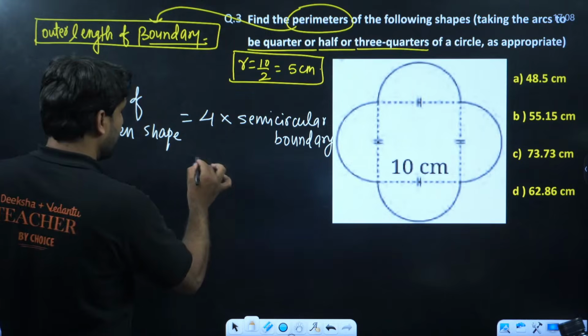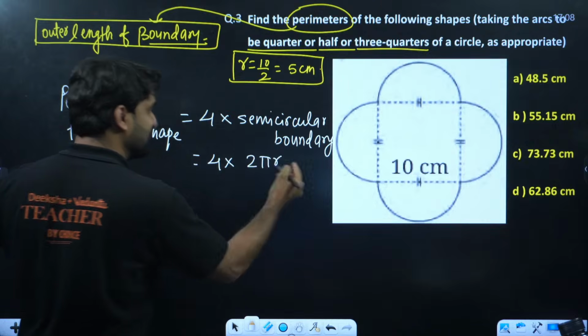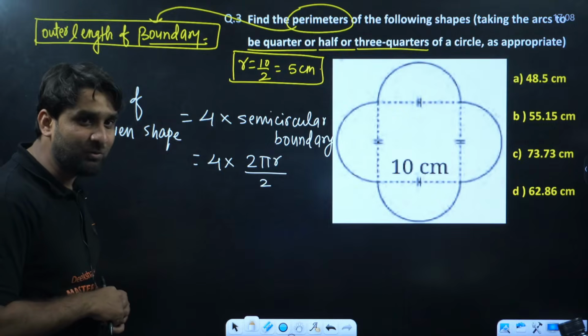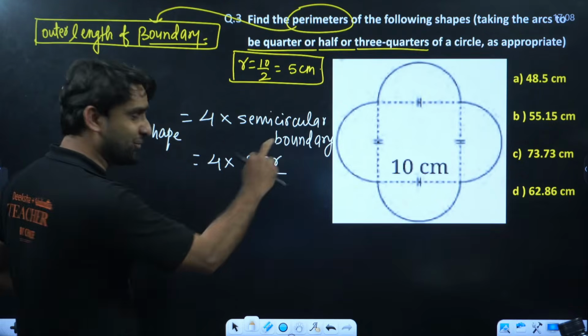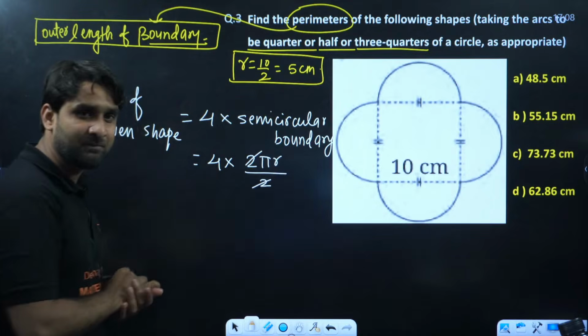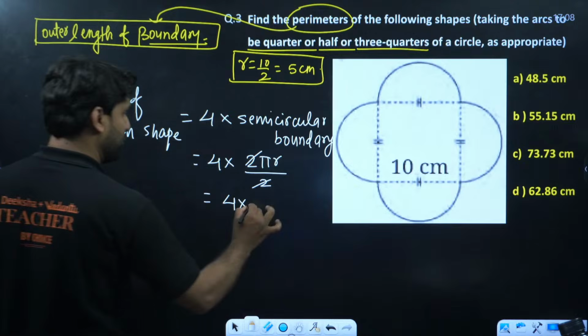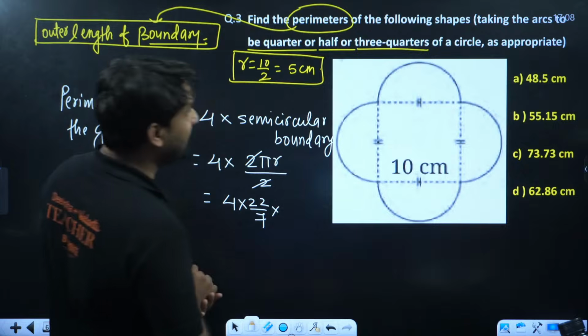Simple. So 4 into, what is a semicircle? The entire circle length is 2 pi r, but we are talking about a semicircle, so we have to divide by 2, because a semicircle is half of the circle. So 2 pi r by 2, the 2 cancels. So we have 4 into pi, we can put 22 by 7, and the radius is given there.